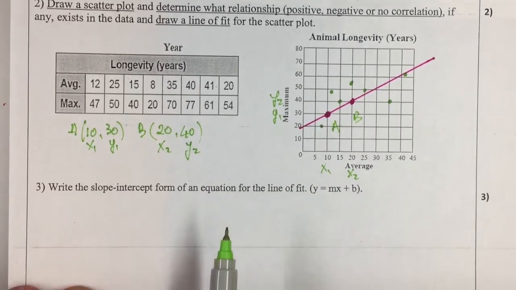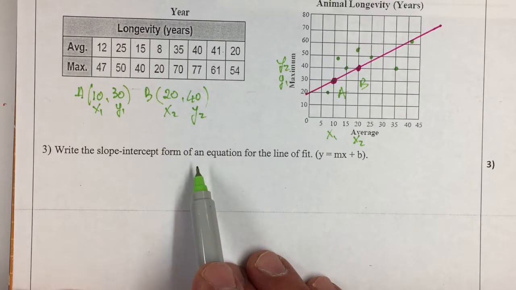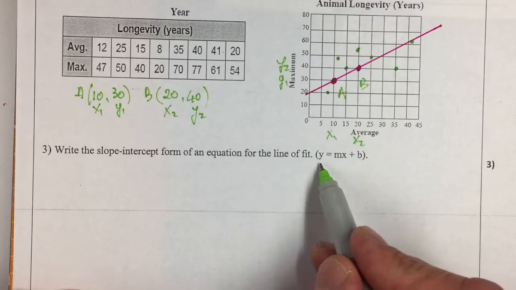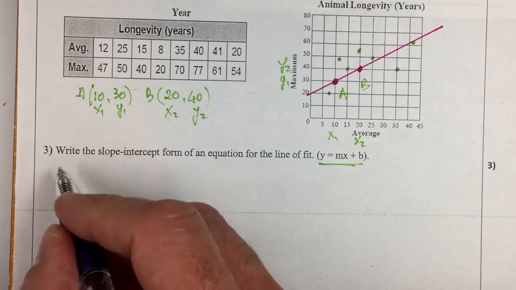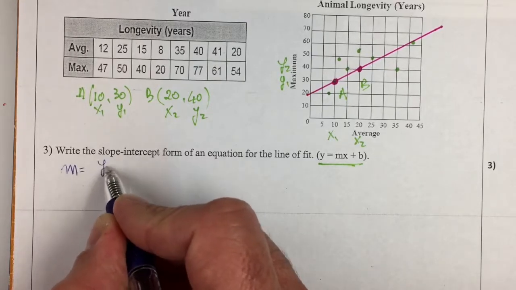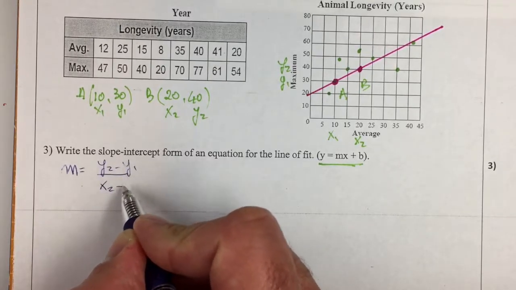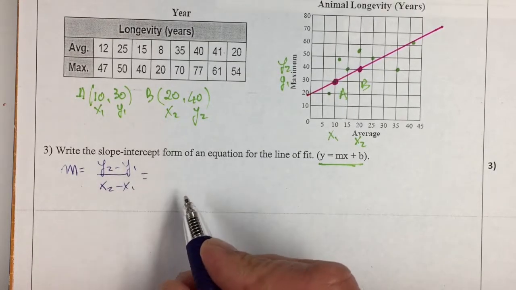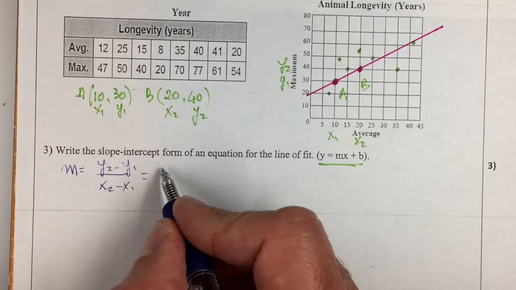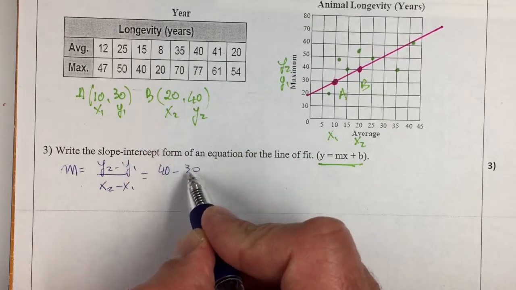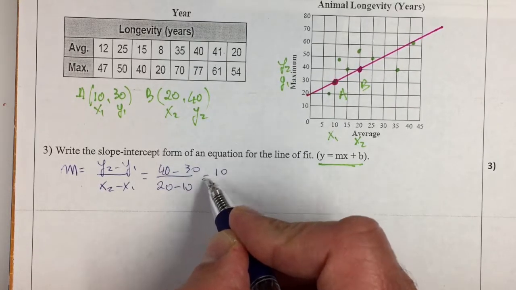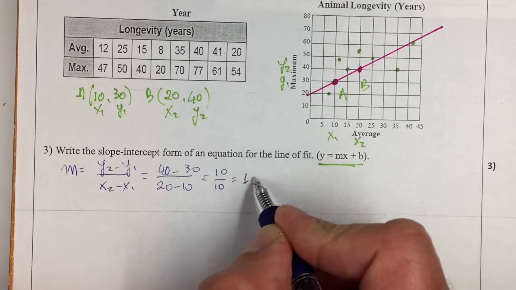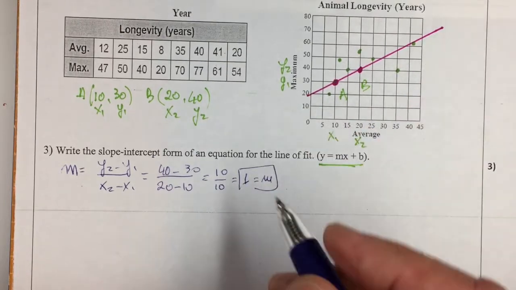So I have the 2 points with x1, y1, x2, y2 that determine my line. I'm going to use these 2 points to write the slope-intercept form of the equation of this line, and I give you here the slope-intercept form. So I'm going to start replacing x1 and y1 in this equation, and first of all I'm going to find my slope, that is y2 minus y1 over x2 minus x1. So if I replace, I'm going to have y2 40 minus y1 30, over x2 20 minus 10. 20 minus 10 is 10. 10 divided by 10 is 1.